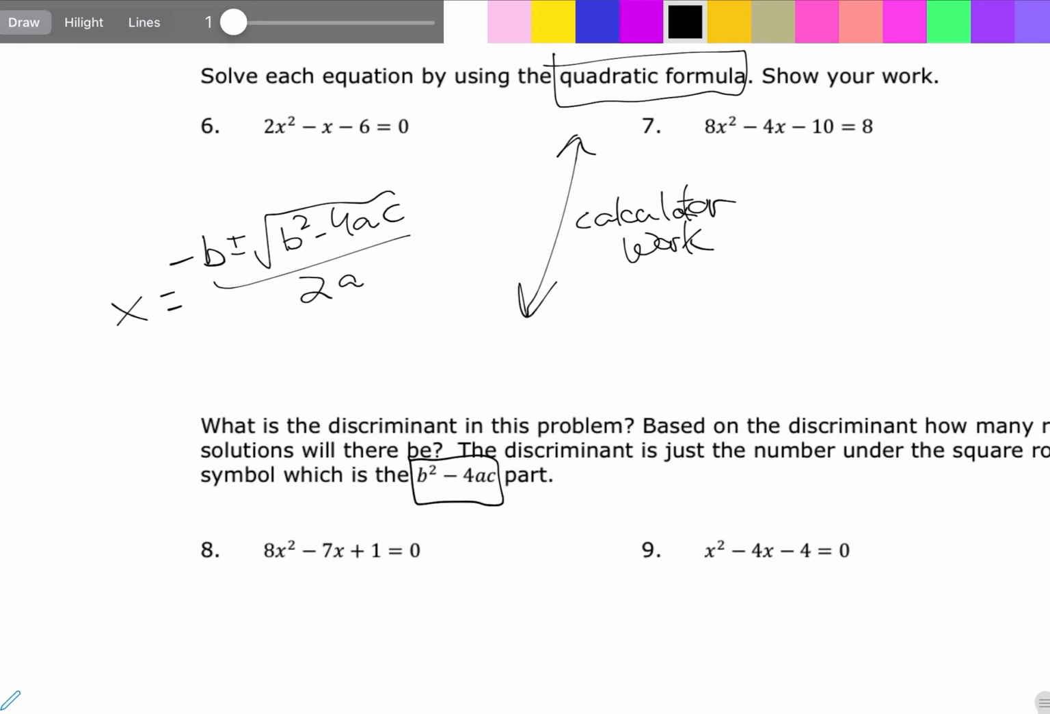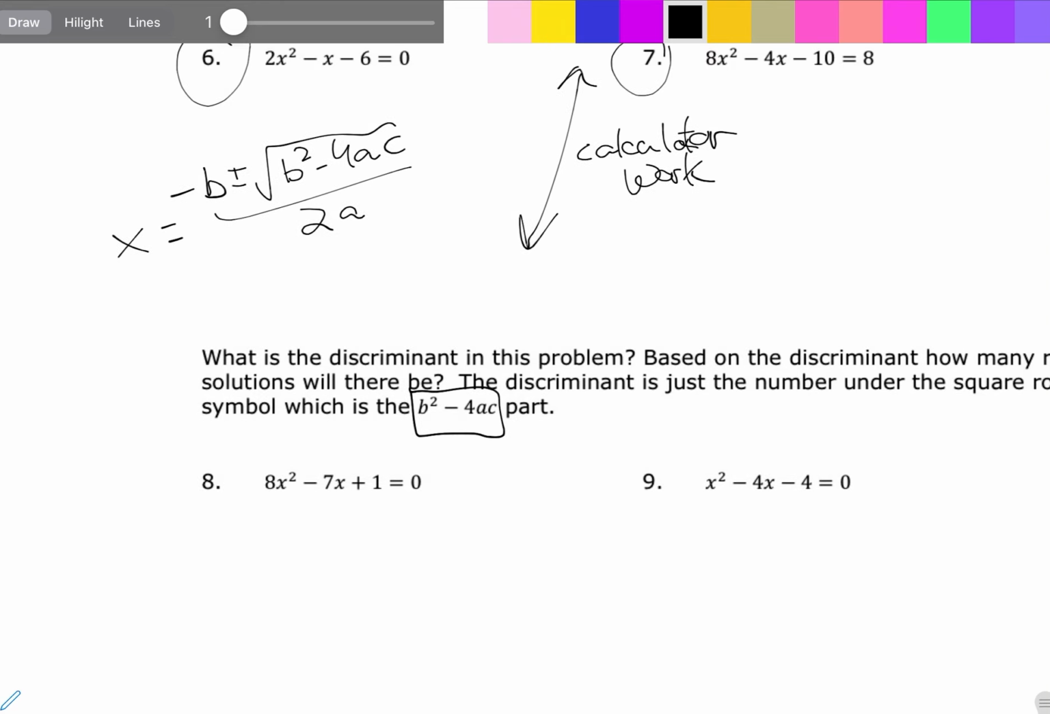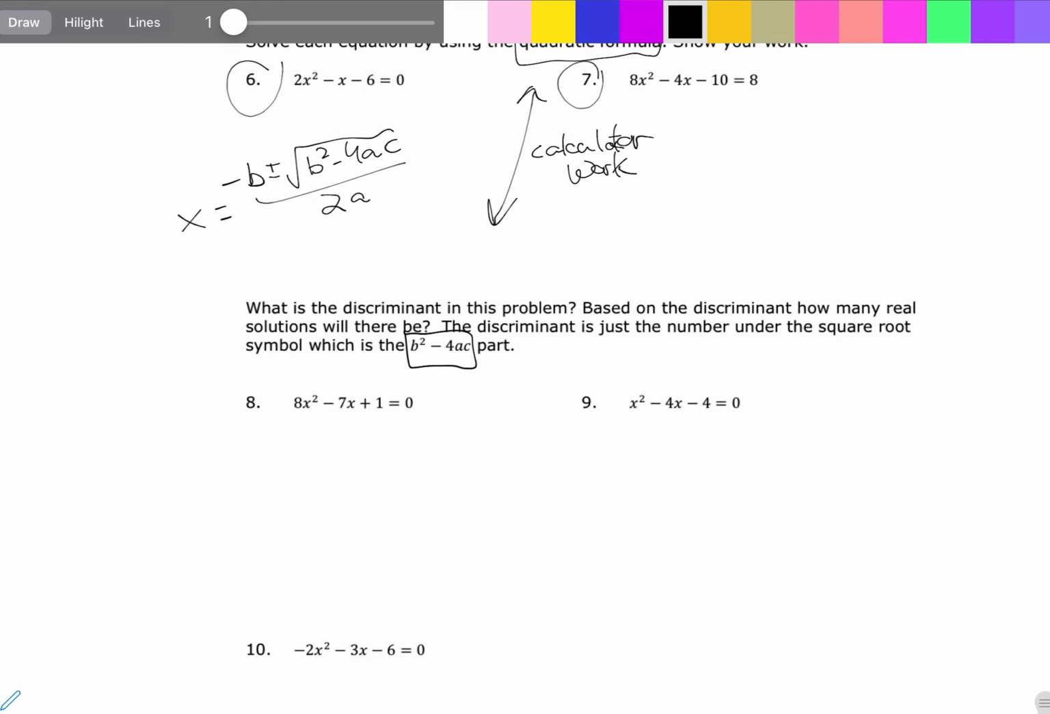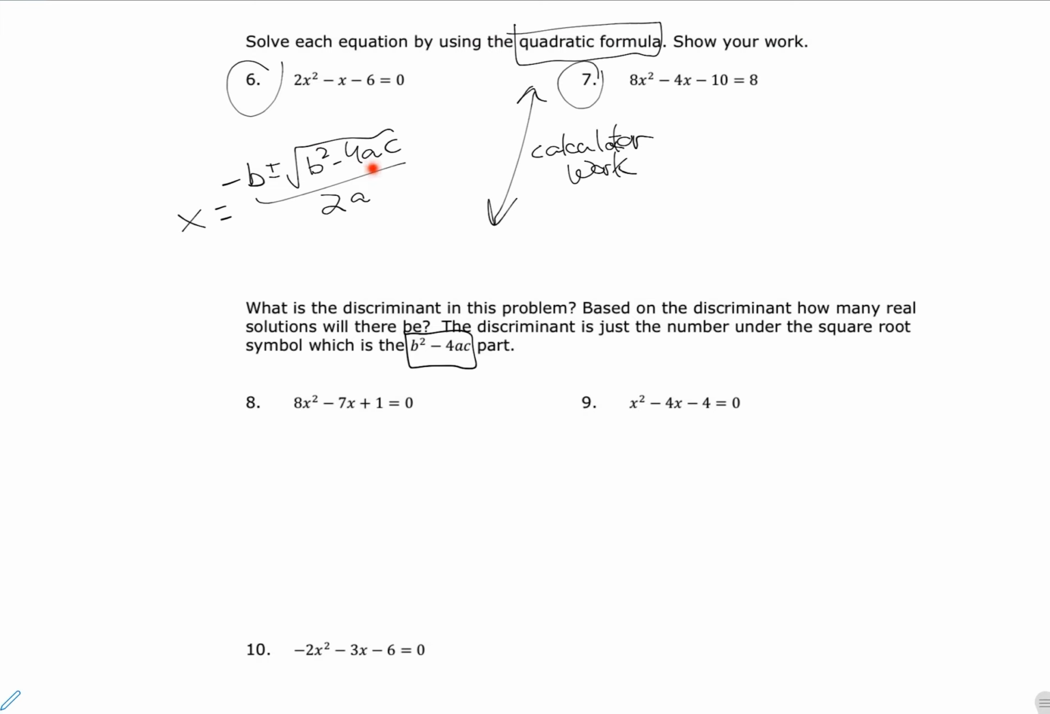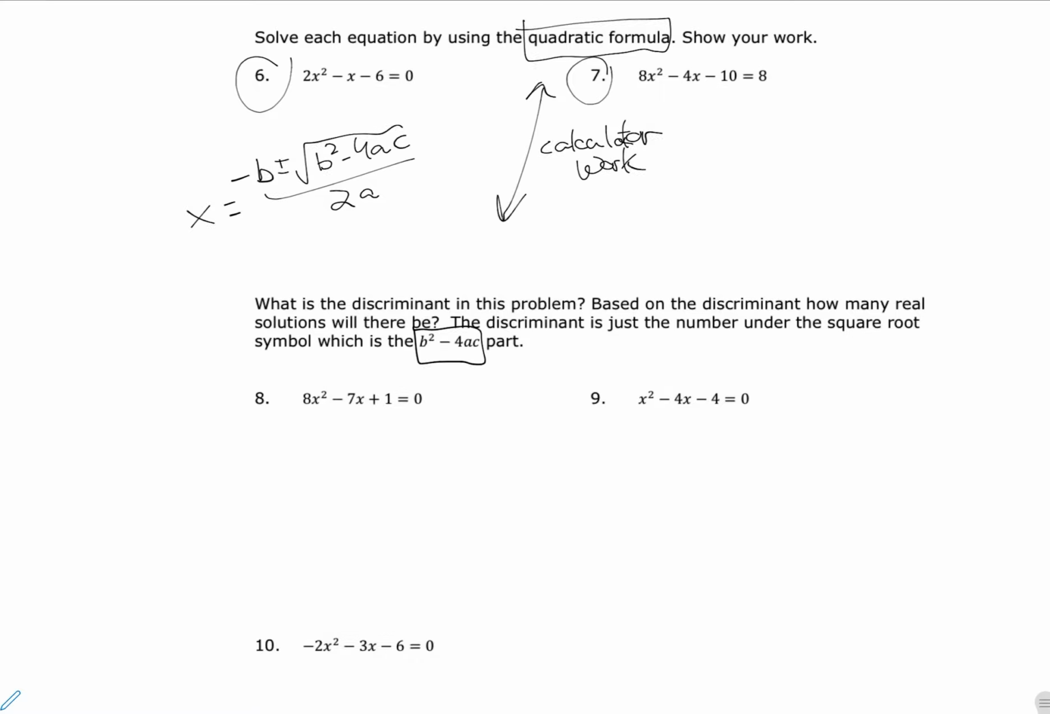You're going to need that guy right there to find your answers for 6 and 7. And then down here for 8 and 9 and 10, you're just going to be doing that investigative piece right here with the b squared minus 4ac. Don't include the square root. Again, it's just b squared minus 4ac. You want to use that information to determine what type of answers you're going to have, okay? What type of answers are we going to have?